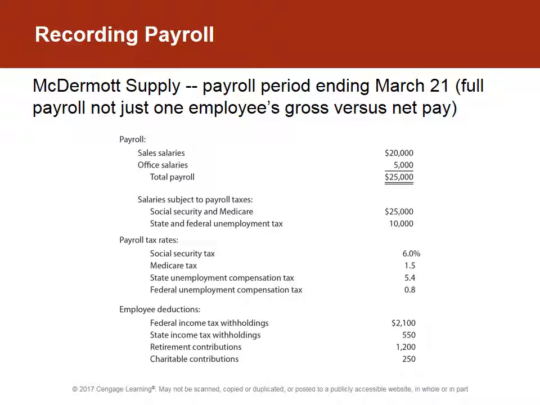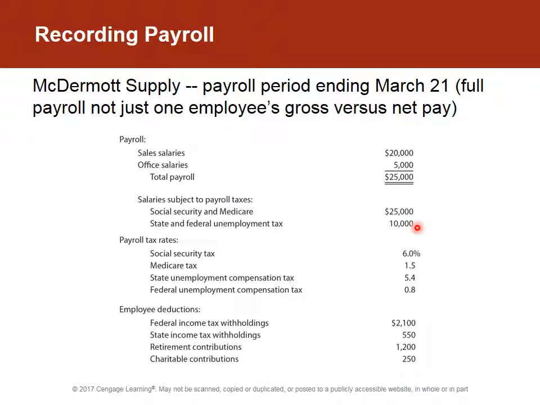So here's the information for a company called McDermott Supply. It's not just one employee that we talked about in Part 1 of 3, but the entire company. Their payroll, as you see here, is $20,000. Their office salaries are $5,000, and so their total payroll adds up to $25,000. All of this is subject to Social Security and Medicare, or FICA. And the state and federal employment tax is going to be based on $10,000.